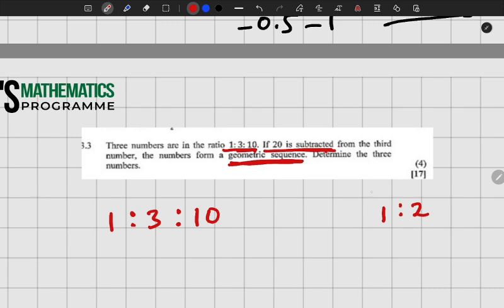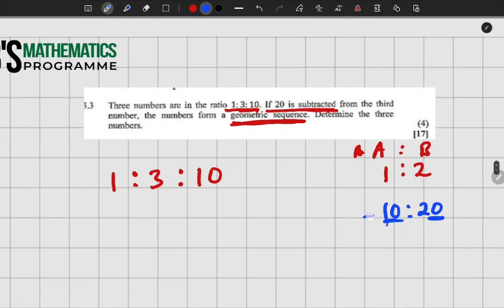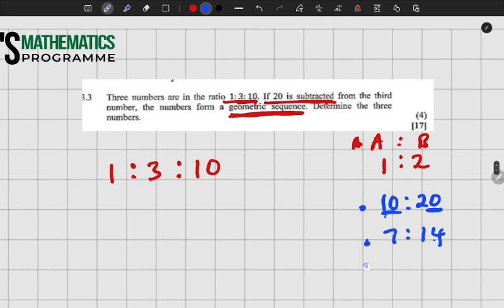Maybe the ages of learner A and learner B. So we say these are the ages. The ratio is 1 is to 2. The actual ages could be 10 and 20, because if you divide by 10, you're going to get 1 is to 2. Or it could be 7 is to 14. Then A could be 7 years, then B could be 14. Or it could be 9 is to 18. So it can be any number. So we don't know what exactly it is.